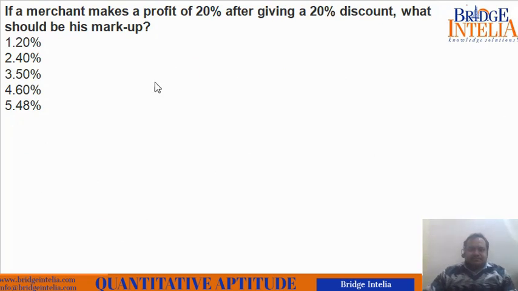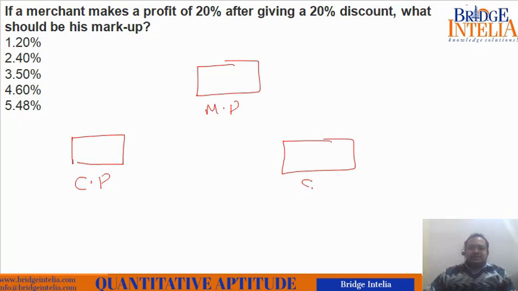Let's see. If a merchant makes a profit of 20% after giving a 20% discount, what should be his markup percentage? So, cost price, marked price, and selling price. So, merchant makes a profit of 20%. So, assume cost price to be 100. That means he bought something for rupees 100. He wants to make a profit of 20%. That means he wants his customers to pay him 120 back, 20% extra.